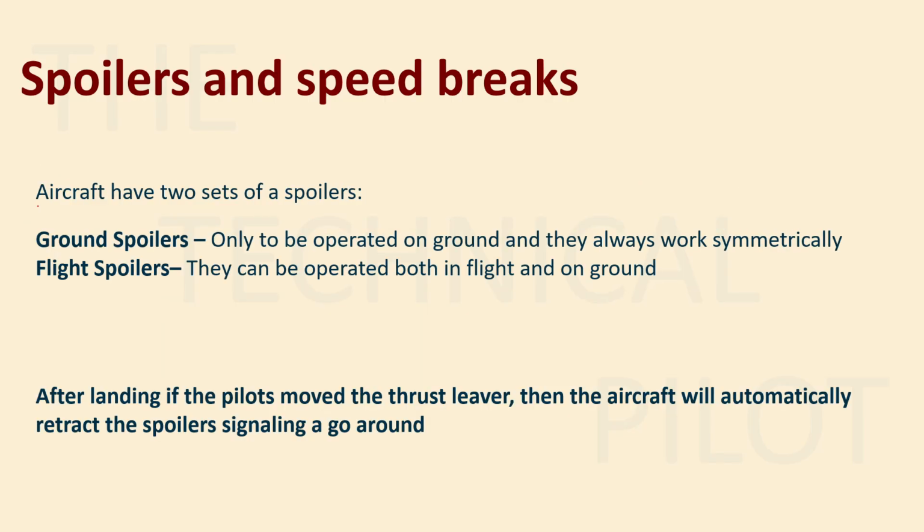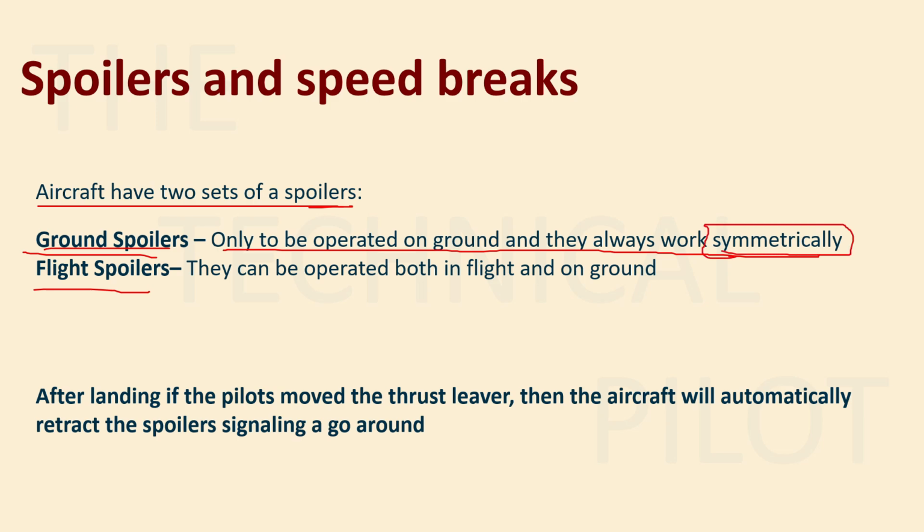Then an aircraft has two sets of spoilers. They are what? Ground spoilers and flight spoilers. They are very self-explanatory. Ground spoilers are operated on the ground always, and they work symmetrically, right? So on the ground, for braking purposes, we use what? Ground spoilers, right? And they always operate symmetrically, right? Why would you want a spoiler on one wing and no spoiler on the other wing? It would be in air, not on the ground, right?